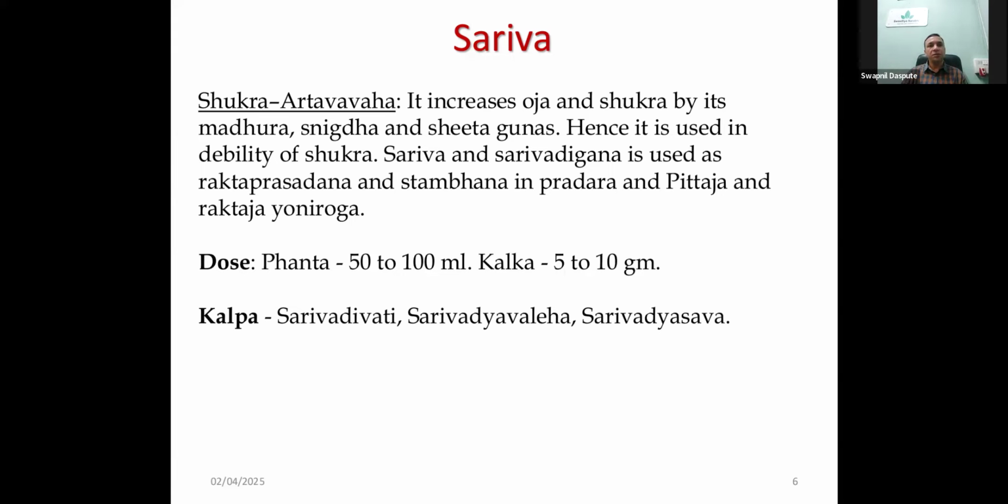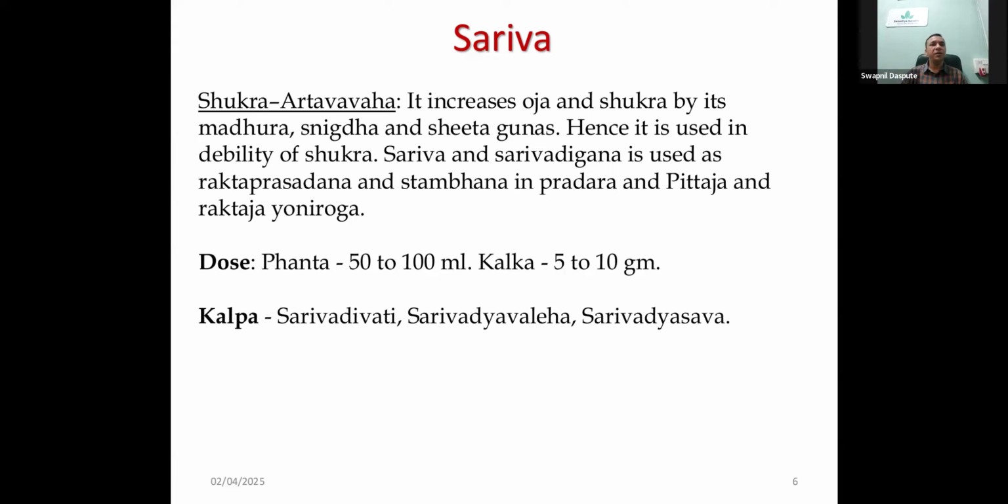Dose: Phanta 50 to 100 ml. Kalka is 5 to 10 grams. Apart from Phanta and Kalka doses, we also use churna, the dry powder form. So that we use based on the condition of the patient. So it can vary from 1 gram to, in fact, up to 3 grams also per day.